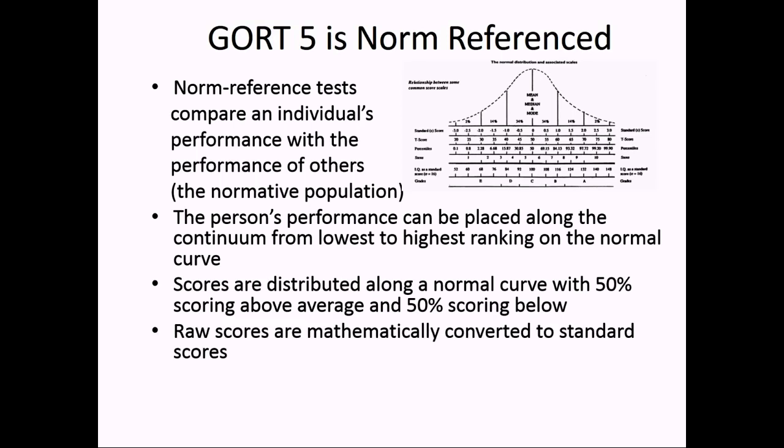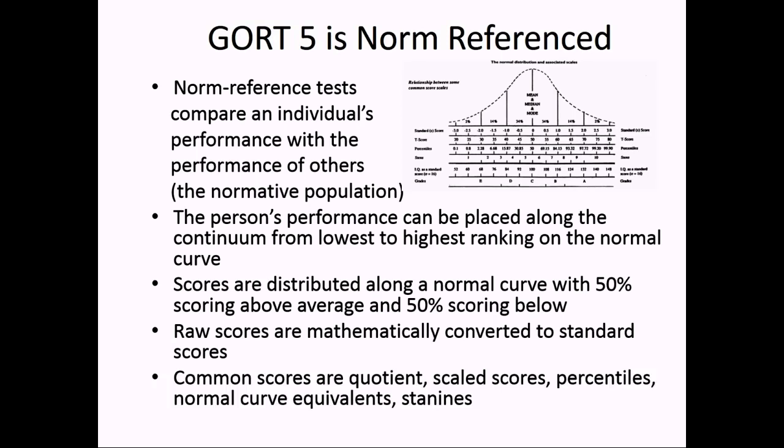You're going to get a raw score by giving the test, and then you're going to need to convert that raw score to a standard score so that we can interpret it along the normal curve. Some of the common scores are quotient scores, scale scores, percentiles, normal curve equivalents, and stanines, and you can see some of those scores and how they're distributed in the normal curve along that continuum.